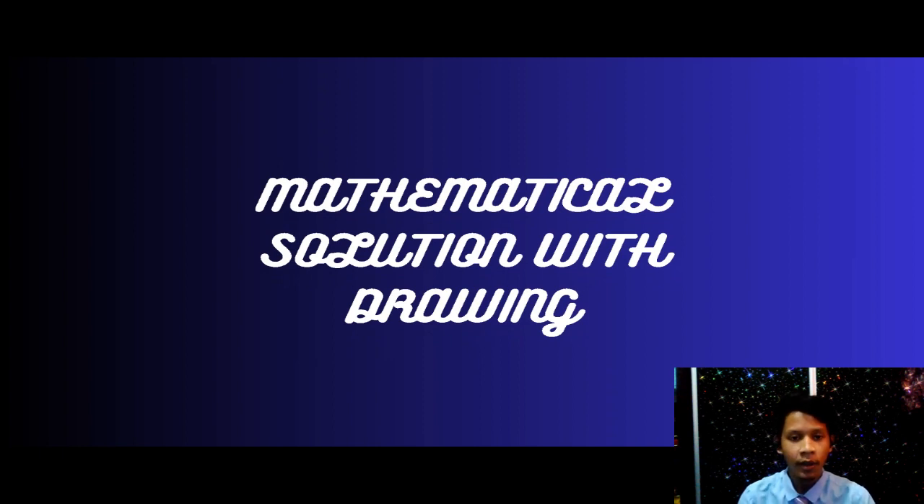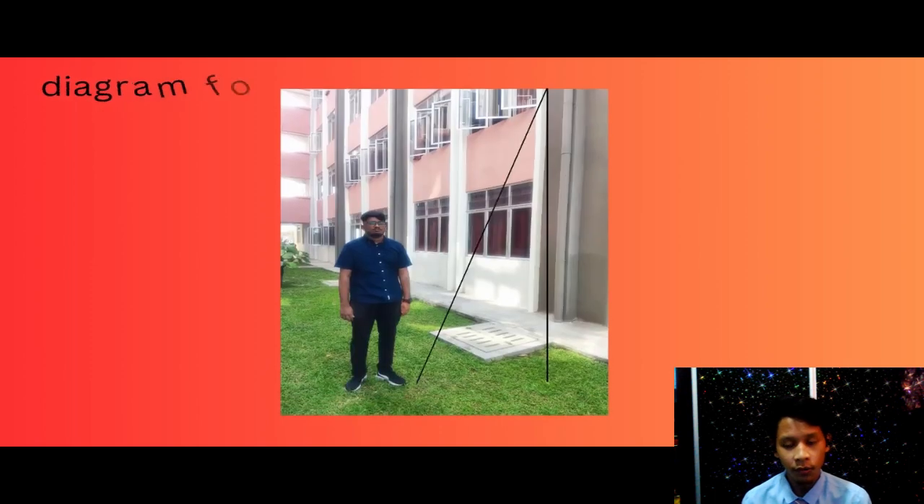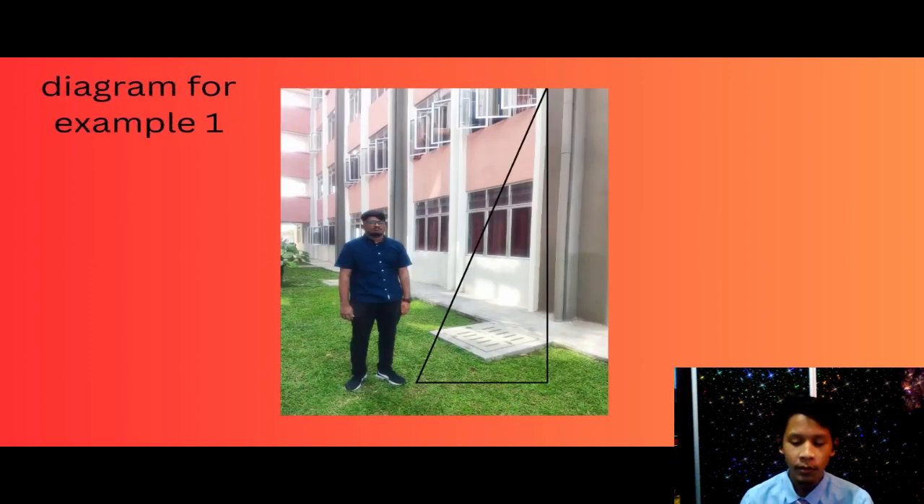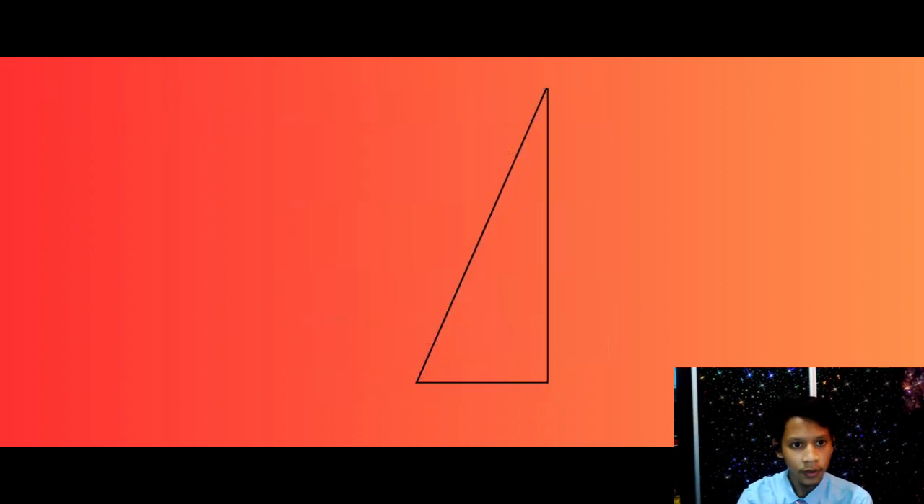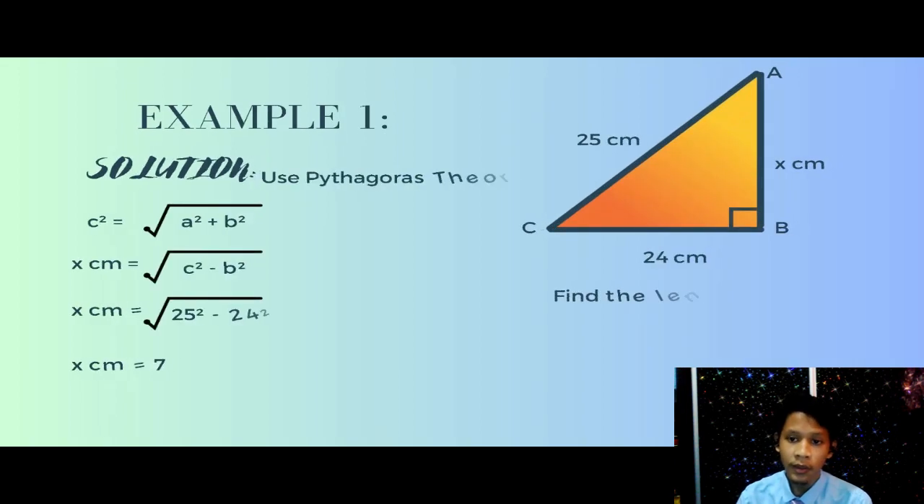Now, in my part, I will talk about the mathematical solution with drawings of the theorem figures. Like we can see here, this diagram is for the example that we give next. For example 1, they are given a right angle triangle. They are given 3 sides, and one side is unknown.